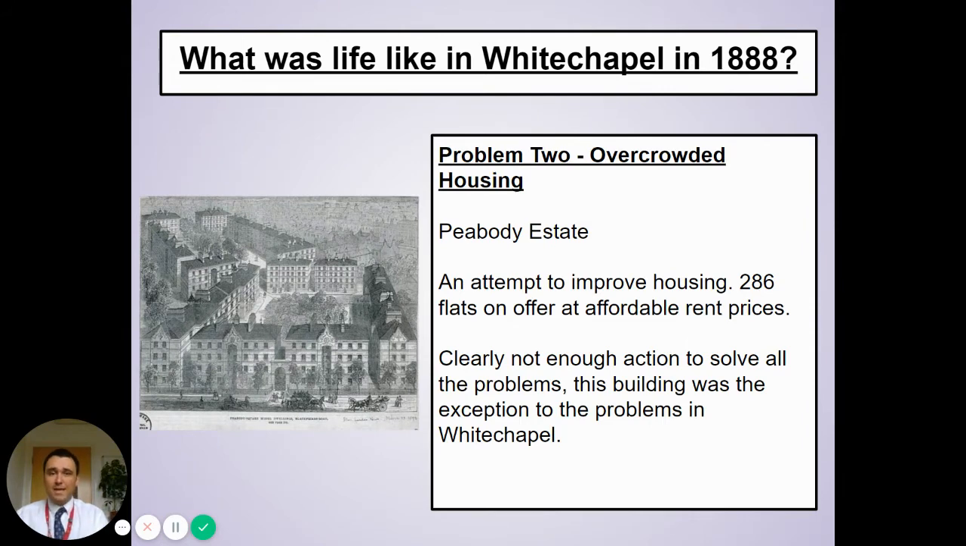The problem is that clearly this doesn't hold everyone. This is fantastic for 286 families. But for everyone else who couldn't get a flat here or couldn't afford a flat here, this didn't solve anything. This building was the exception to the problems in Whitechapel at the time.